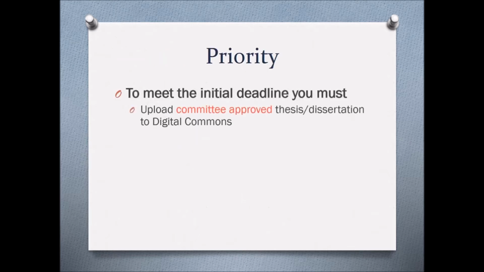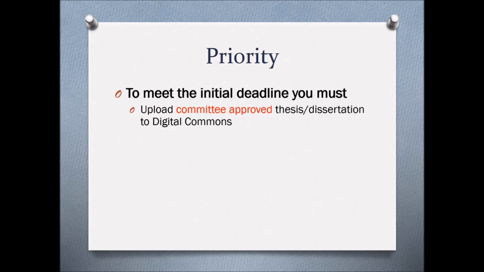So your priority, if you are working within the deadline period for a given semester, your main priority is to upload your committee-approved thesis or dissertation to Digital Commons. That gets you on my list, which gets you on the list in our office, which then gets you on the list in the graduation office. So all of these things are happening toward the end of the semester, and you want to be sure you're on that list for graduation. So upload to Digital Commons, if nothing else, by the end of the day on the deadline.